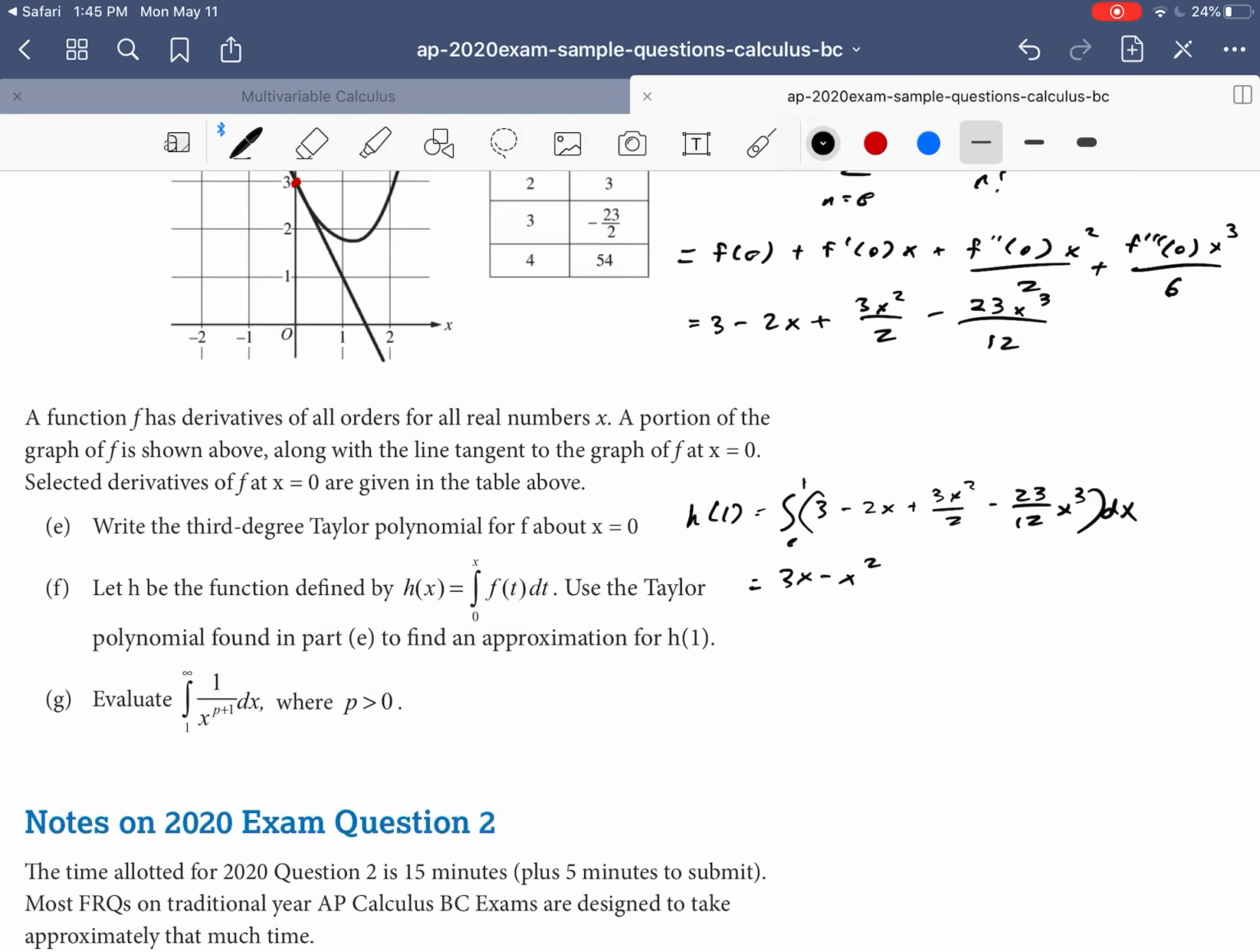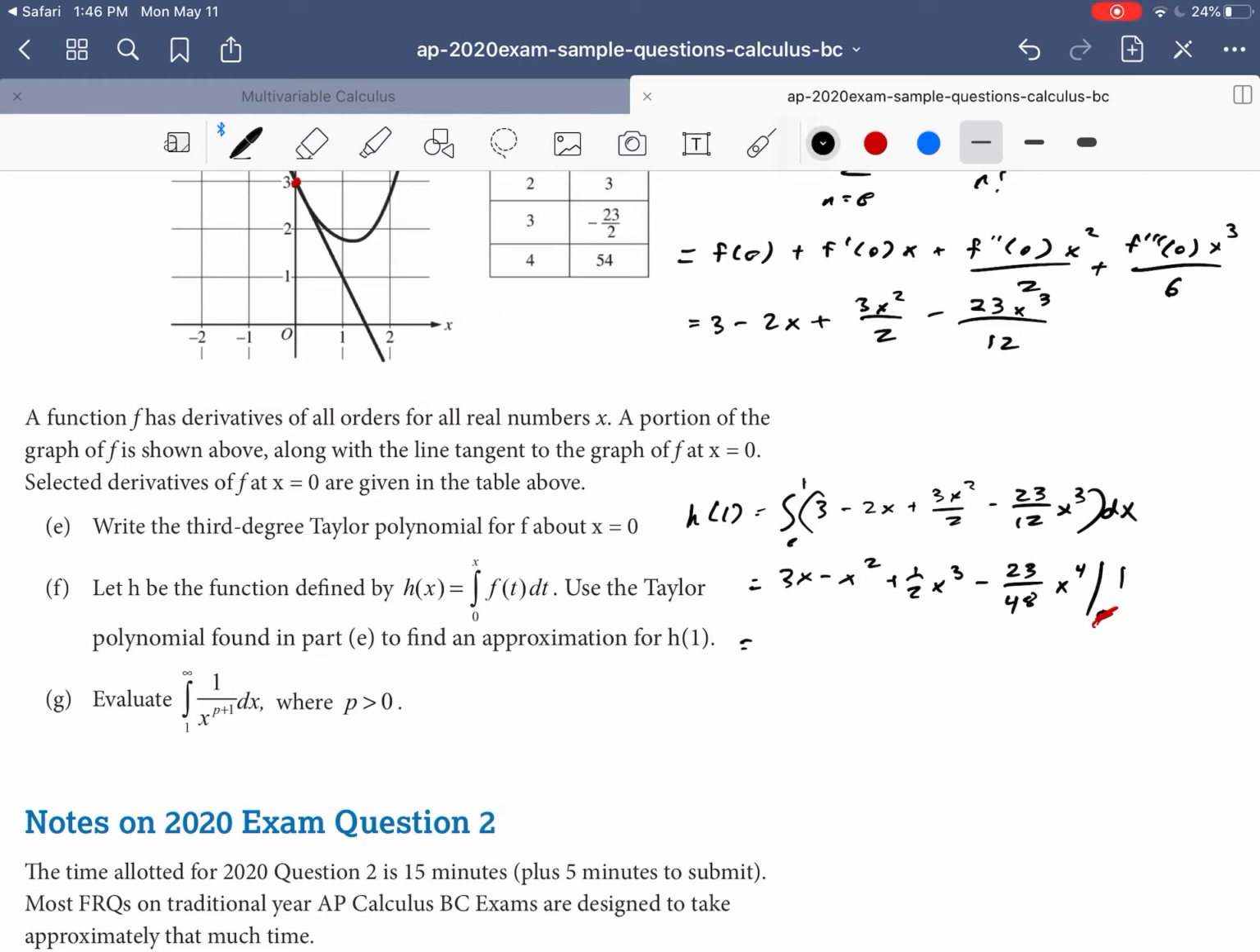So now I'm going to take the antiderivative of each one of these. So we get 3x minus x squared. Plus, when we take the antiderivative, we're going to have a 3 on the denominator. That's going to give us a 2 times 3 and a 3 on the numerator. So we're going to have plus 1/2 x cubed. And then minus, then I'm going to have on the denominator there, that next term, 12 times 4 on the denominator over 23 on the numerator. 23 is prime, so I can't factor that any. So 23 over 48 x to the 4th. And that's going to be evaluated from 0 to 1.